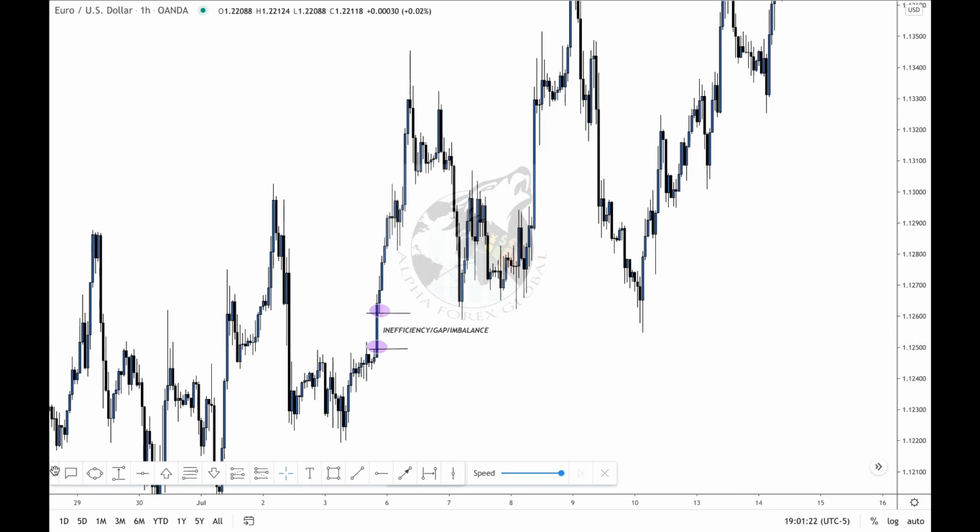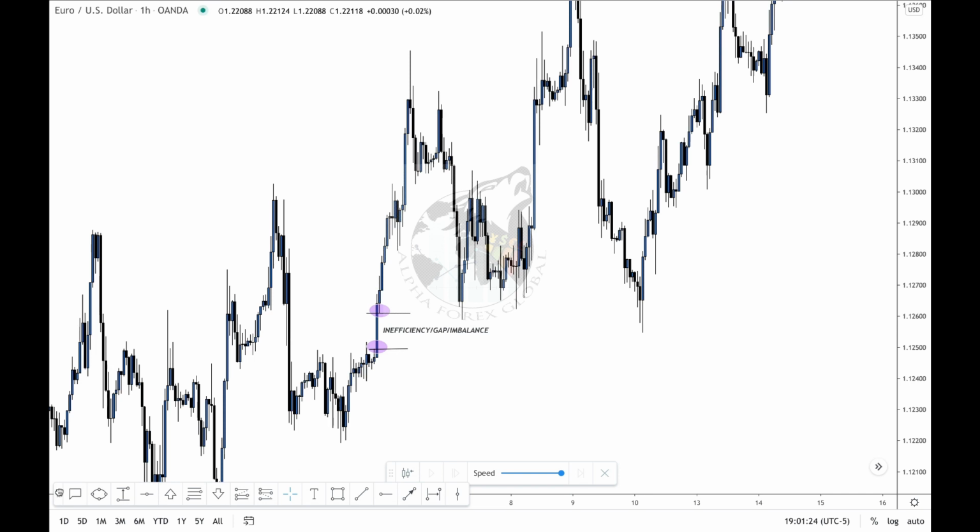Hey guys, in this video we'll be looking at inefficiency, slash gap, slash imbalance. So what is imbalance? Imbalance is basically an area where there is unequal trading taking place, where there are only buyers and no sellers in the market. In this case, only buyers.